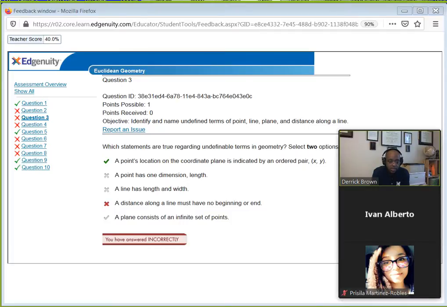A plane consists of an infinite set of points. You think of a plane as a square in space, and all of the points on that square are part of that plane. I can define an infinite number of points inside that square. And none of these things, Ivan, have any bearing or outcome on the quality of our lives, but the definitions do help us talk about mathematical ideas. Is that fair? Yeah.